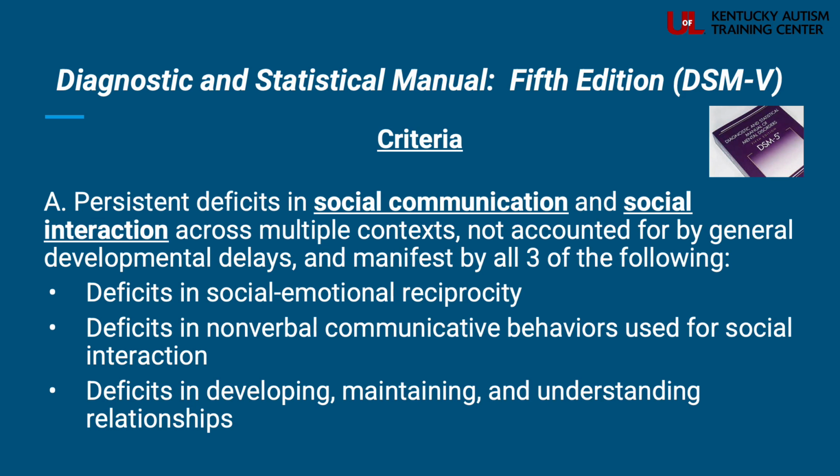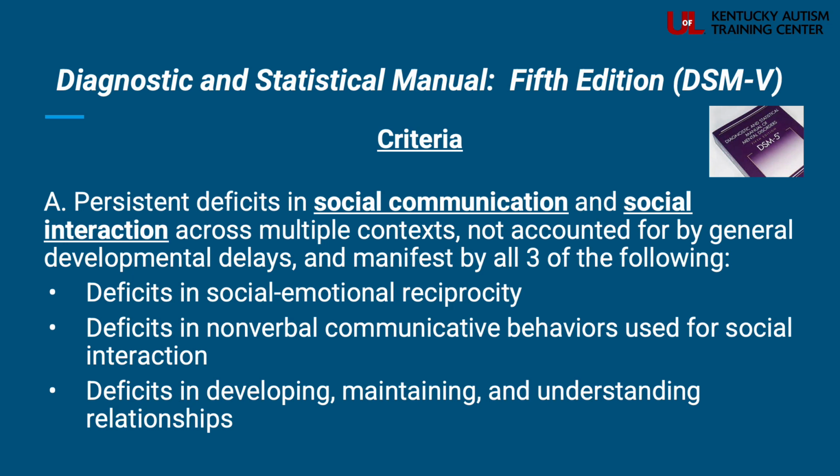So let's kind of look at that medical model again. This is where they're using the DSM-5 for a medical diagnosis. And these are the criteria that must be met. Persistent deficits in social communication and social interaction across multiple contexts. And all three of these things must be present.